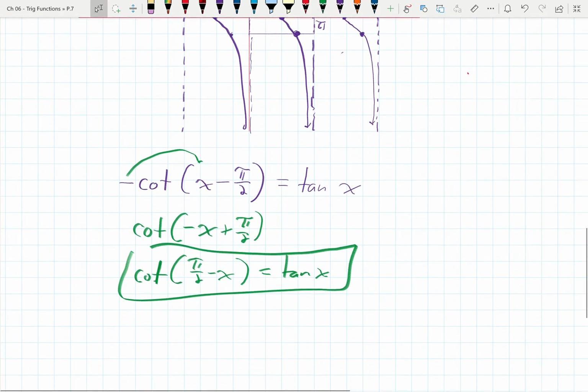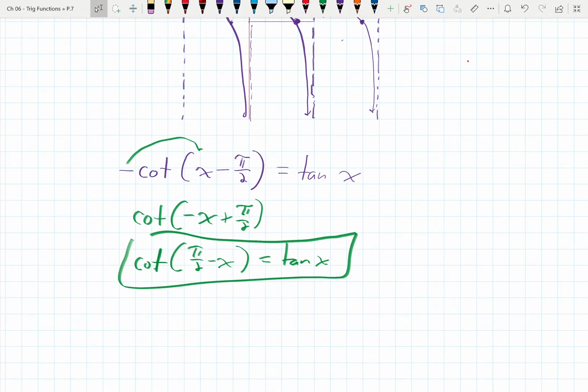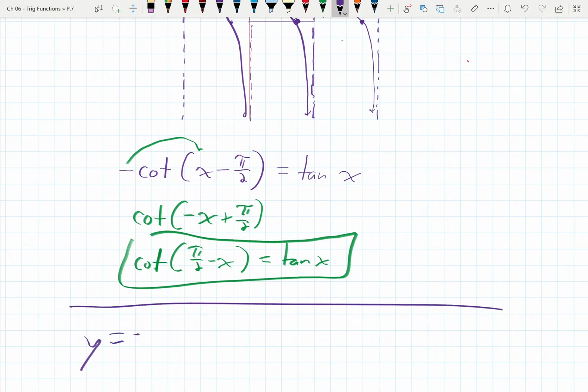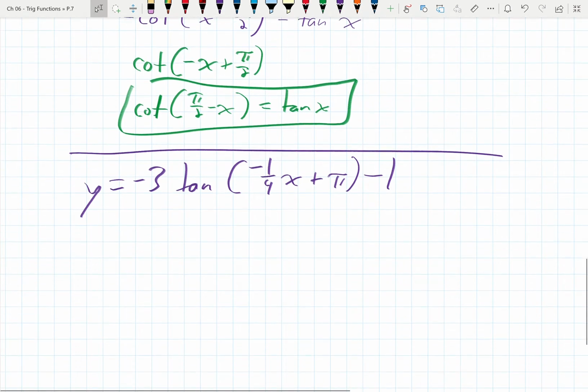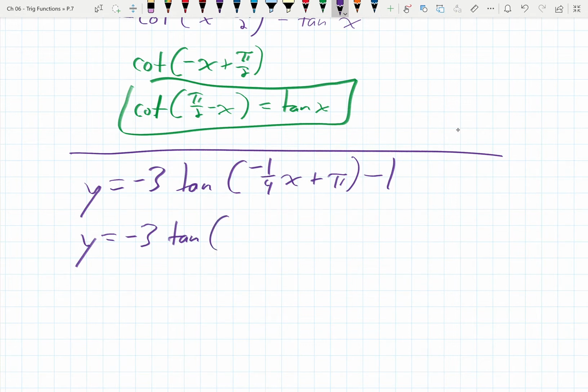Okay, I'm going to give you a shifted one, and I want you to graph this. y equals -3 tangent of -1/4 x plus pi minus 1. Make sure that you pull your b value out like we've been doing. So -1/4 factored out looks like a minus 4 pi.